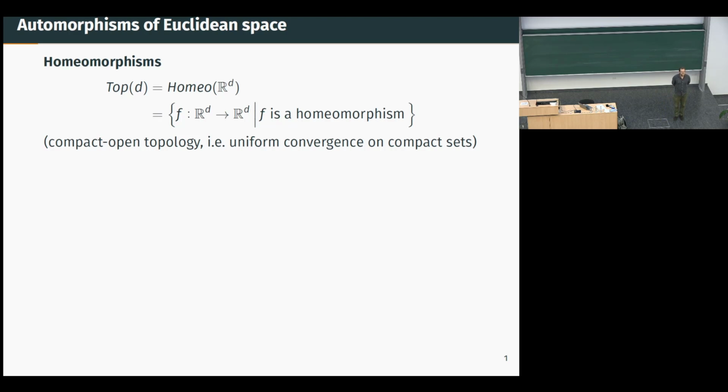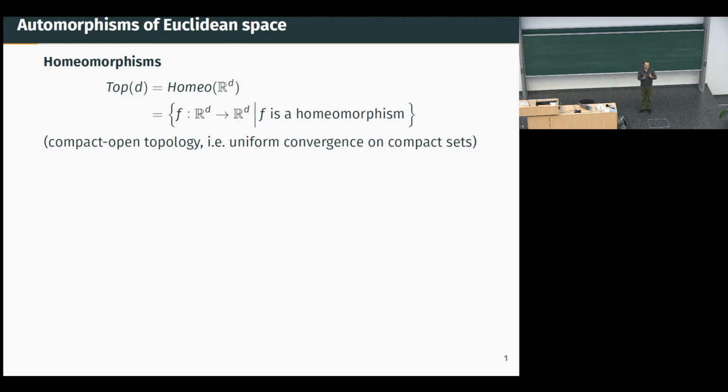So what I want to tell you about today is what we know as of now about the symmetries of Euclidean space, the topological symmetries of Euclidean space. So the group of homeomorphisms of d-dimensional Euclidean space, that's just a set of functions from R^d to R^d, which are continuous bijections and have continuous inverses.